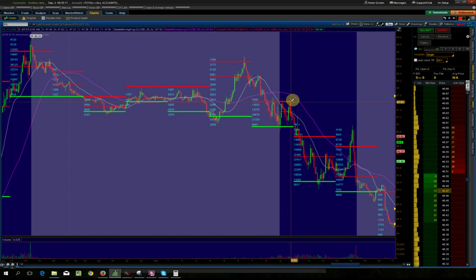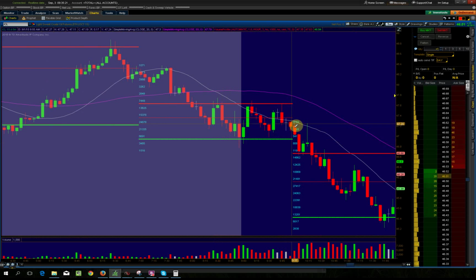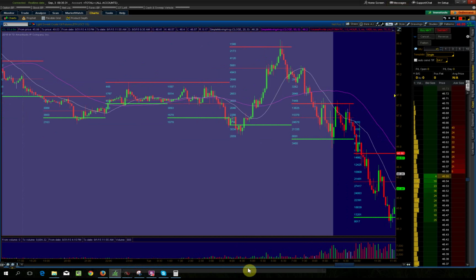I'll zoom in right here, right? Finally pushes down here through the chop, right? So you got another chop area right here. Finally breaks out of there and then comes up for a nice deep retracement. Matches up with the low value area right here. And you could have sold that. And then that's when it finally moves down. But it took some time.